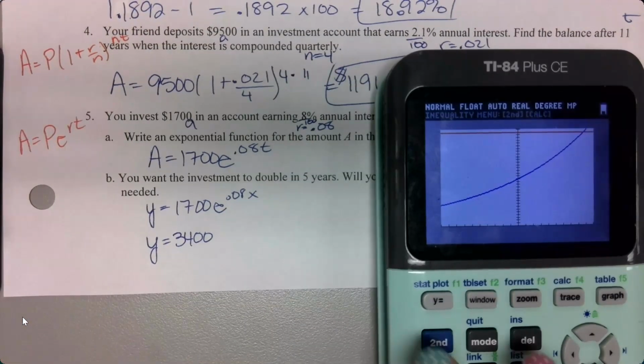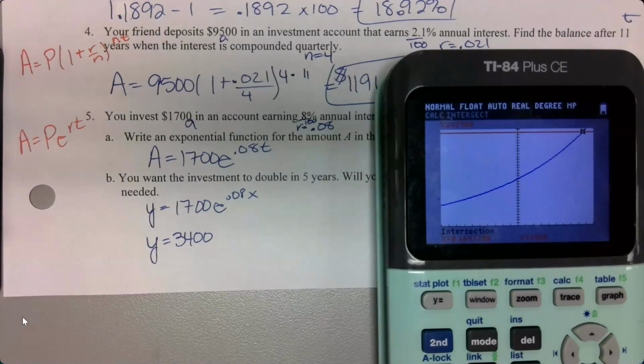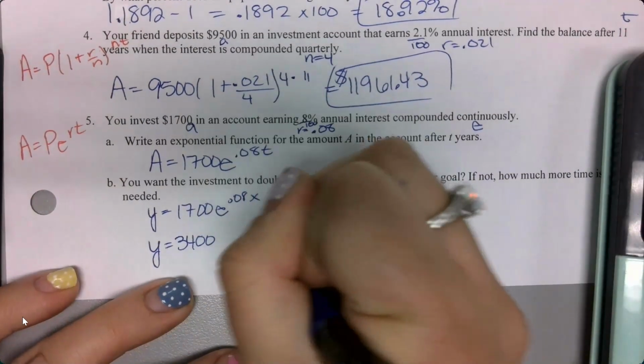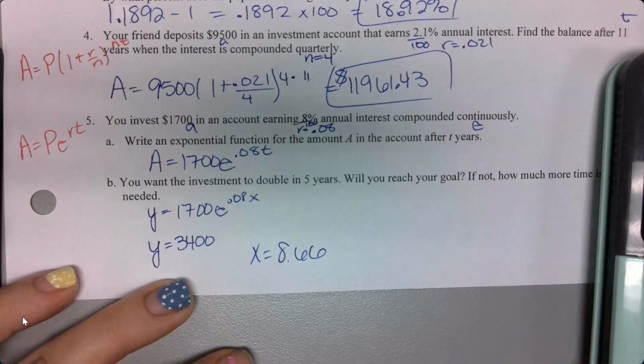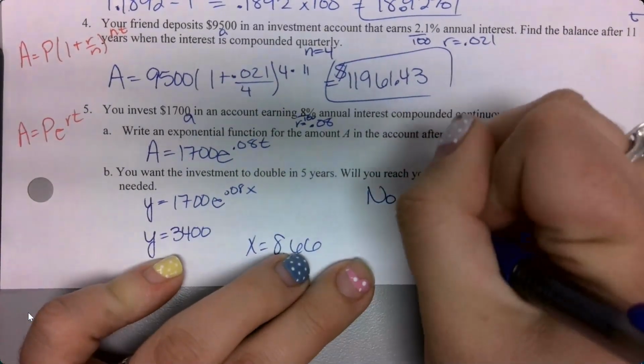Okay, so I want to see when these two cross. That gives me 8.66. So it will not in 5 years. You need 3.5 more years.